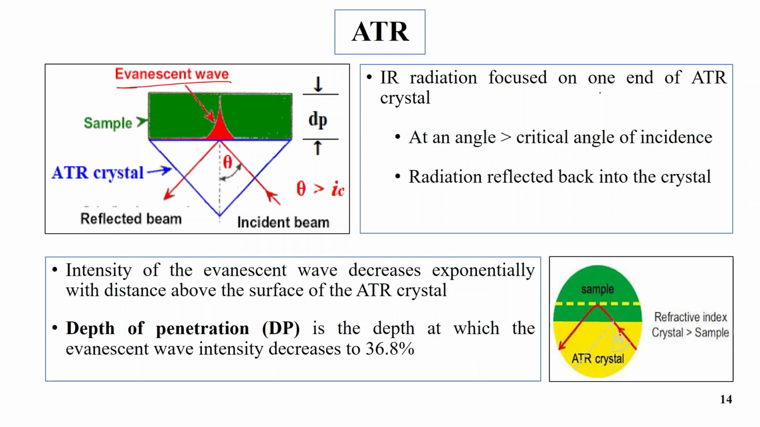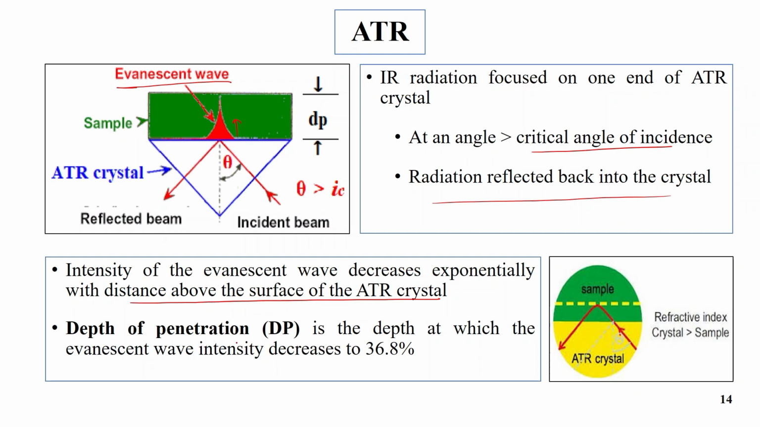The IR radiation is focused on one end of the ATR crystal. At an angle greater than the critical angle of incidence, the radiation reflects back into the crystal. Here we can see the radiation is reflected back and going to the detector carrying some information. The intensity of the evanescent wave decreases exponentially with the distance above the surface of the ATR. So here we can see the intensity of the evanescent wave is decreasing as the distance increases inside the sample.